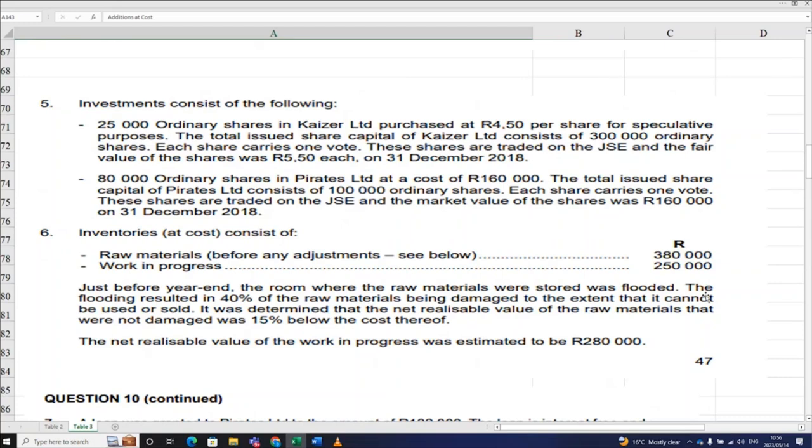Okay. Each share carries one vote. These shares are traded on the JSE, and the market value of the shares was 160,000 on 31 December 2018. Okay. Then we have inventories at cost, consisting of raw materials and work in progress, and then just before year end, the room where the raw materials were stored was flooded. The flooding resulted in 40% of the raw materials being damaged to the extent that it cannot be sold or used. It was determined that the net realizable value of the raw materials that were not damaged was 50% below the cost thereof. The net realizable value of the work in progress was estimated to be 280,000.